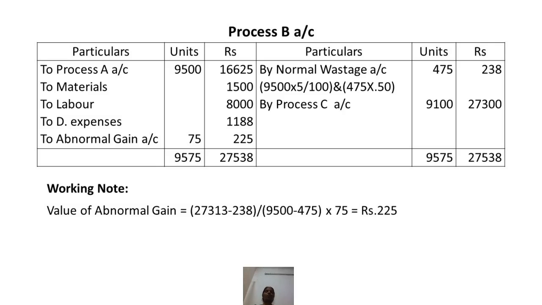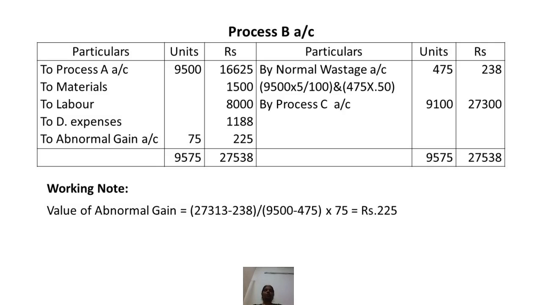Then in the same way how we have worked out in the previous process, that is process A, here also we have normal wastage. What is the normal wastage given in the problem? 9,500 units minus here 475 units. So 9,500 into 5 by 100. What is the percentage? 5%. So we get 475.